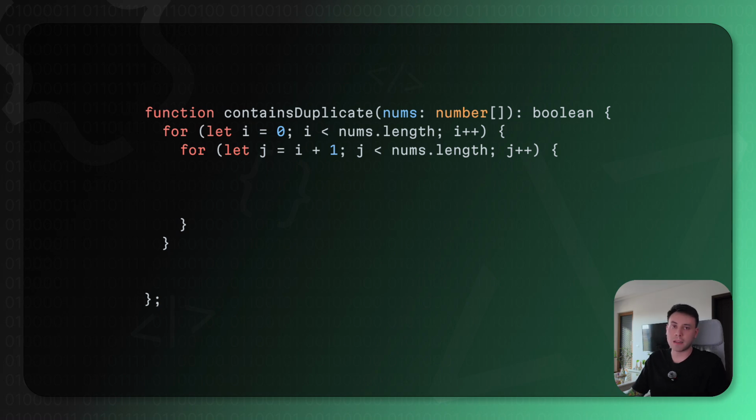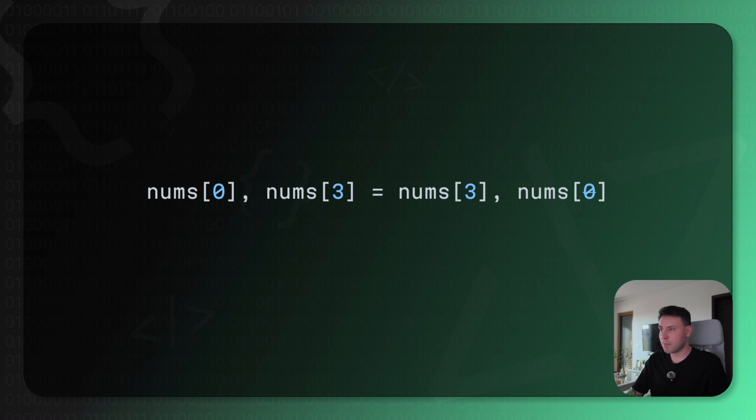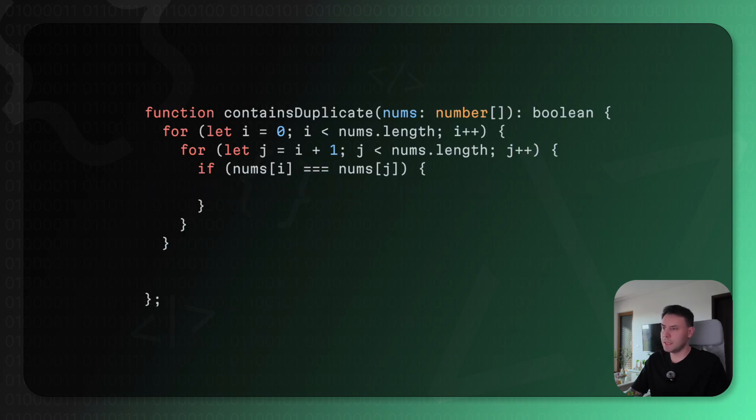Starting j one step ahead helps us avoid comparing elements with themselves, and also stops us from checking the same pair twice. For example, if we have already compared nums at index 0 with nums at index 3, there is no point in checking nums at index 3 with nums at index 0. It's the same pair. For each element at index i, we compare it with every element that comes after it. If we find a match, we return true right away. If we go through all the pairs and don't find any duplicates, we return false at the end.